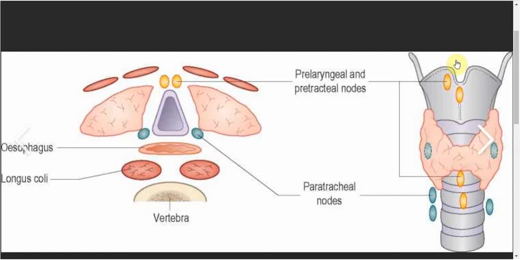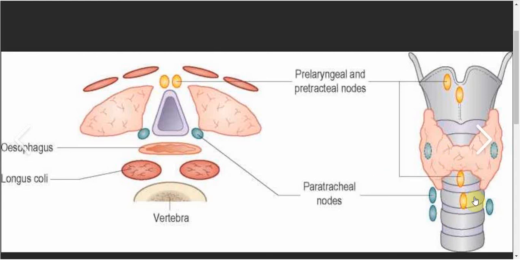So these are lying deep to the investing layer of the deep cervical fascia. We're talking about the pre-laryngeal and the pre-tracheal. This is on the cricothyroid membrane. Over here it is shown on the thyroid, and this is just below the isthmus. They drain the larynx, the trachea, and the isthmus, and they also receive efferents from the anterior cervical superficial nodes, and they drain into the nearby deep nodes. Now let's talk about the para-tracheal shown over here.